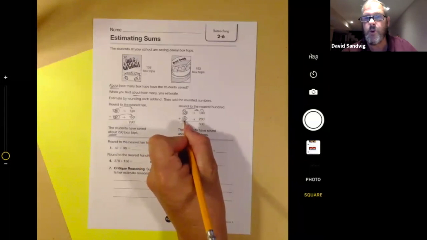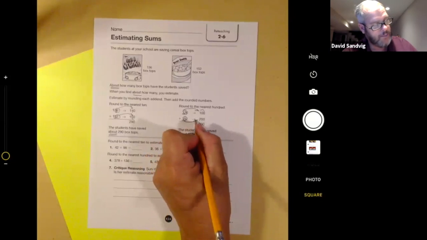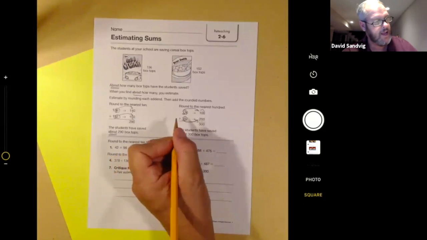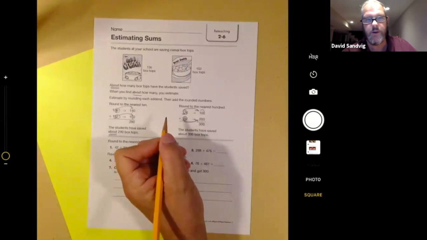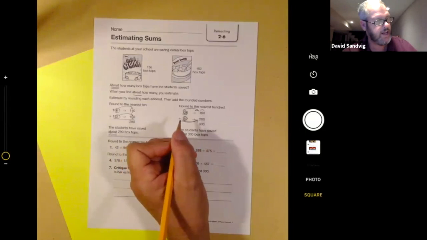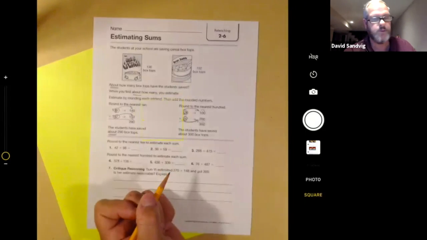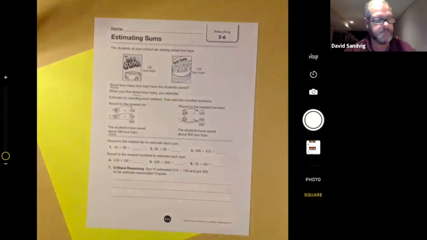5 is 5 or more. So the 1 is going to go up 1, and all the rest of the numbers are 0. We can easily add 100 and 200 to get 300. The students have saved about 300 box tops.